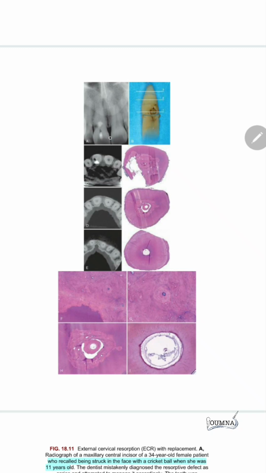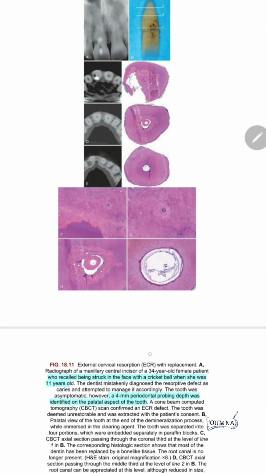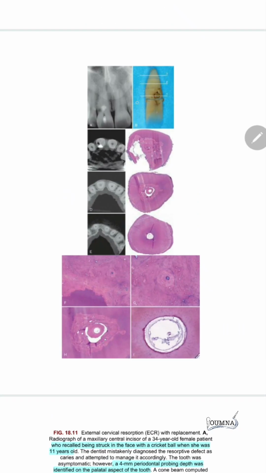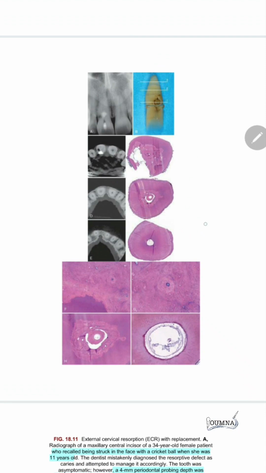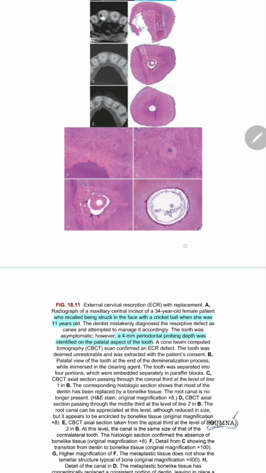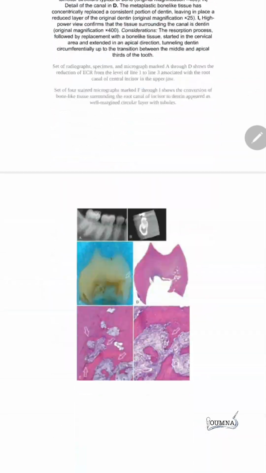This is a case of a cricket ball player that got injured when she was 11, and these signs did not show until she was 34. It was diagnosed as caries, and it was treated like that for all of these years. So we can see that the cervical root resorption is considered slow when compared to the inflammatory root resorption.